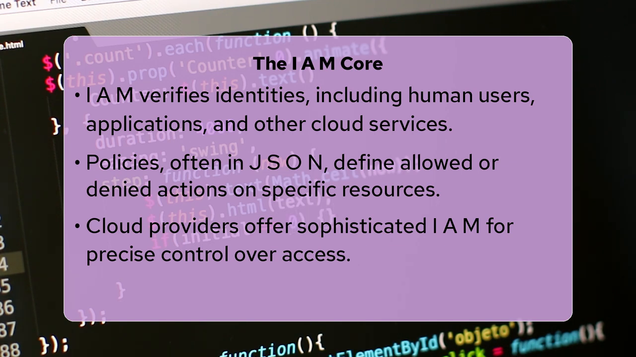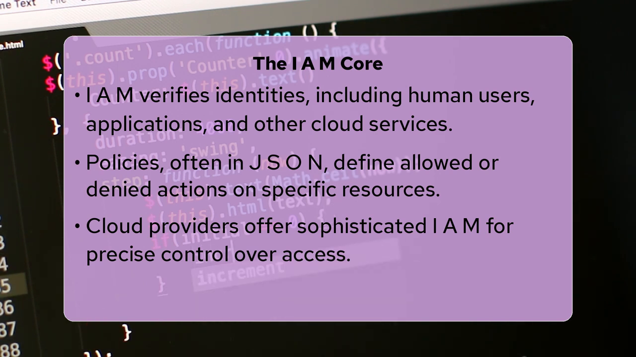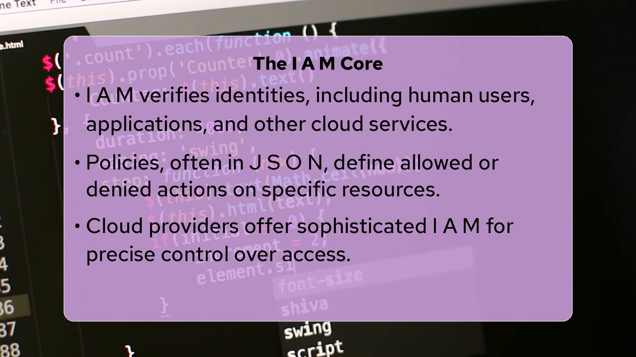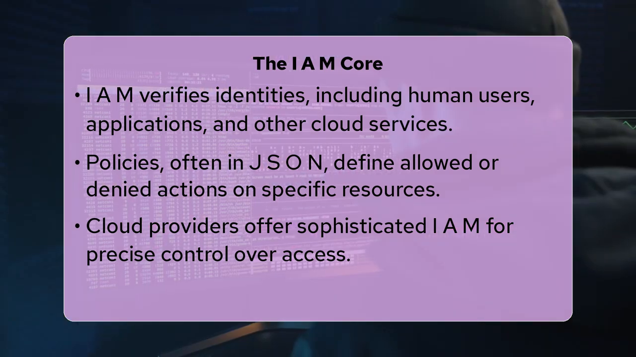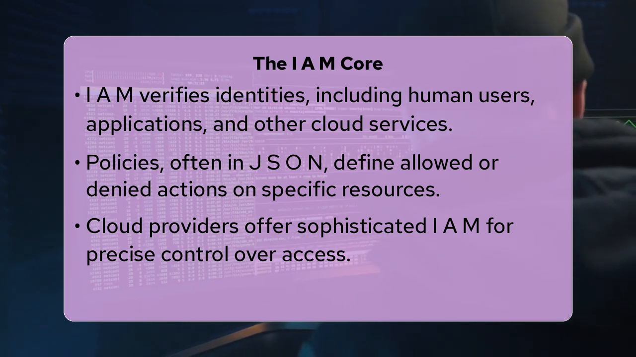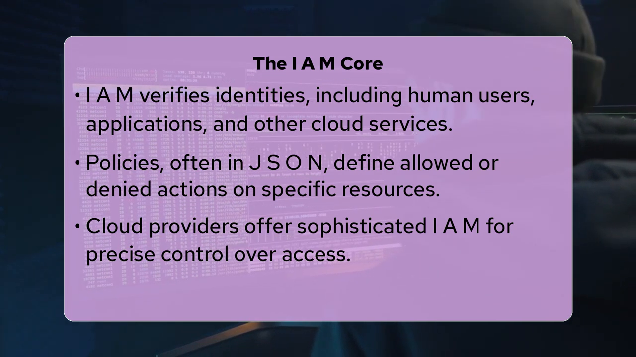These policies are usually written in a structured format like JSON and explicitly state what actions are allowed or denied on particular resources. For example, a policy might grant a development team access to read and write data to a specific storage bucket, but deny them permission to delete it. Conversely, an administrator might have full control over all resources in an account. Major cloud providers like Amazon Web Services, Microsoft Azure, and Google Cloud Platform each have their own sophisticated IAM implementations, but they all share the common goal of providing granular control over access.